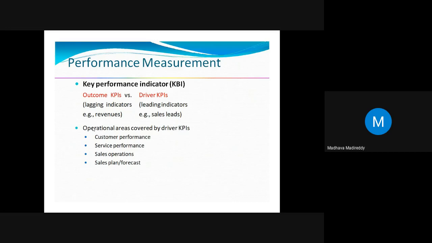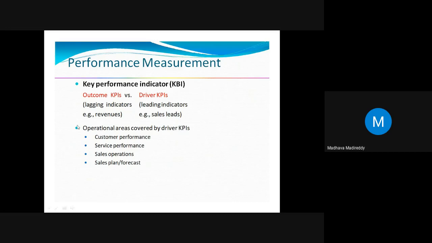Now, a driver-based KPI will be the number of sales leads, the number of enquiries that we want to get. That would be a driver. That does not indicate the profit that you are going to make, but it will give you a clue towards the outcome. So the operational areas covered by driver KPIs are customer performance, service performance, and sales operations. If these are good, that means the health of the organization is good.